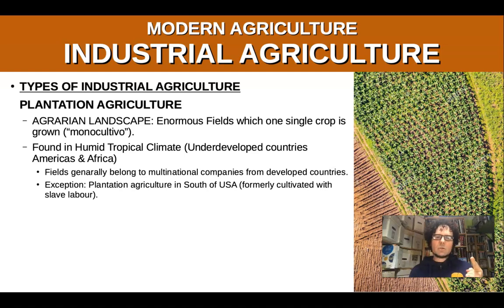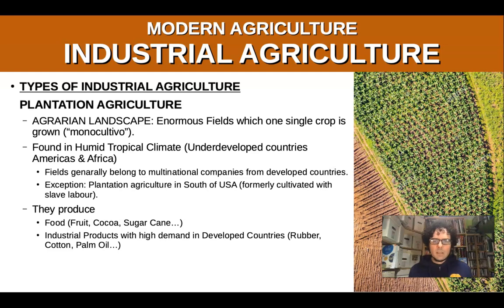The exception to this rule is the plantation agriculture in the south of the United States of America, that was formerly cultivated with slave labor. Creo que se entiende todo, ¿no? O sea que los campos que se encuentran en los climas tropicales húmedos, en países subdesarrollados, pero los campos, esos grandes campos, pertenecen generalmente a una multinacional, una compañía multinacional de un país desarrollado, con la excepción de la agricultura de plantación del sur de Estados Unidos, la que tradicionalmente cultivaba la mano de obra esclava cuando la esclavitud era legal entonces.